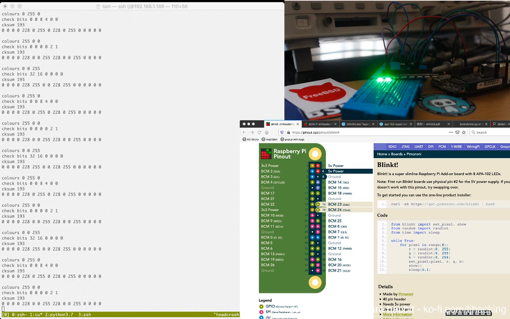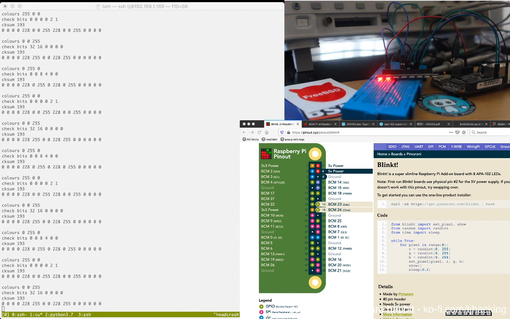I bet we all wish we'd looked at the example source code much earlier in time, because then we could have had these LEDs blinking much sooner.